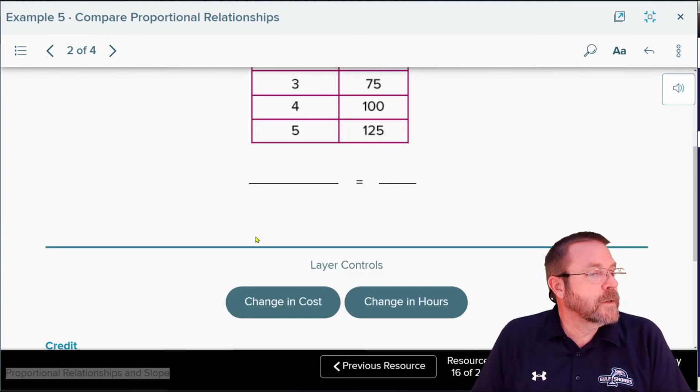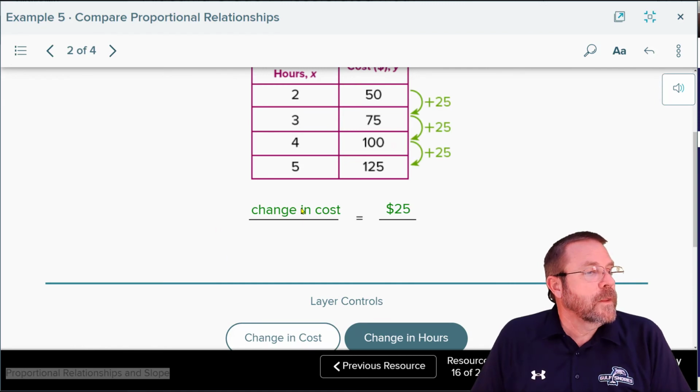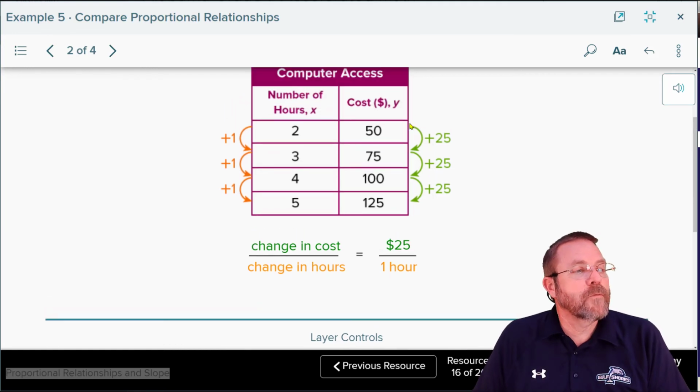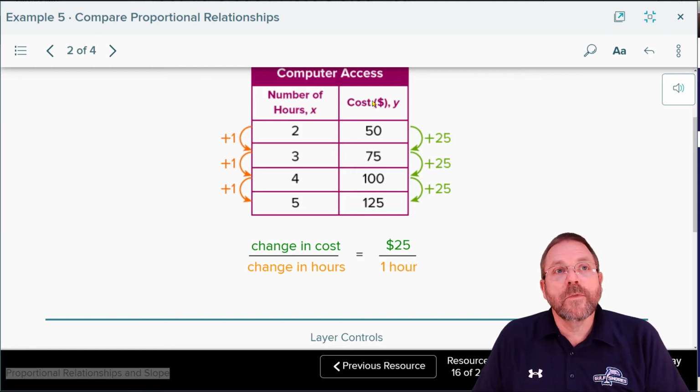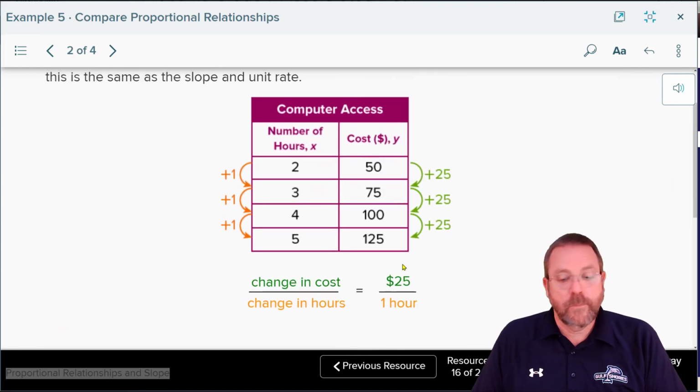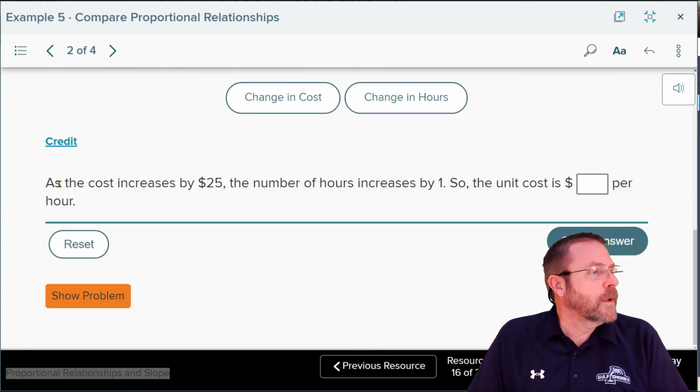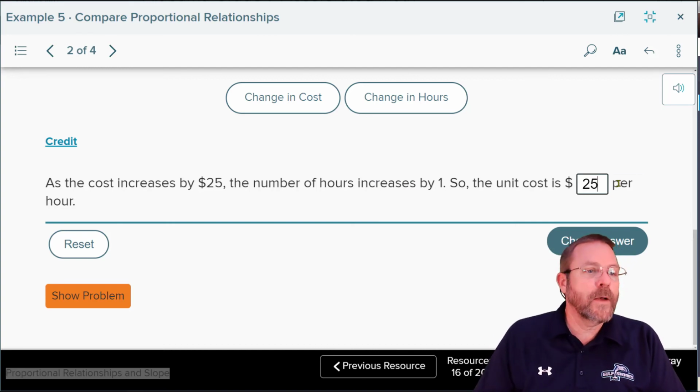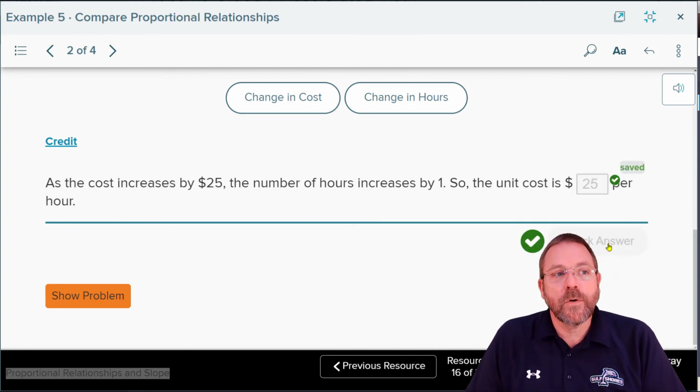So let's select some buttons here. We're going to say the change in cost is going to be compared to the change in hours. So you have a change of cost of $25 over the change in hours is going to be 1 hour. We also note this as being the change in Y divided by the change in X. So that means you get $25 per 1 hour for Computer Access. Scrolling down, it says that as the cost increases by $25, the number of hours increases by 1, so the cost of that one is going to be $25 per hour.